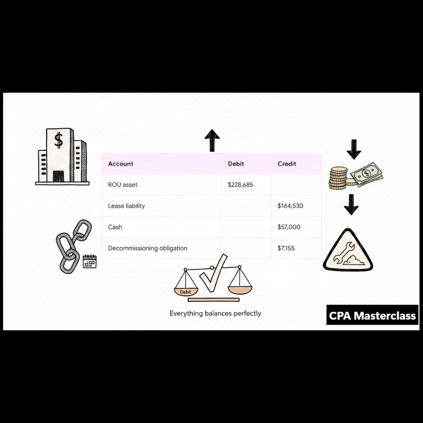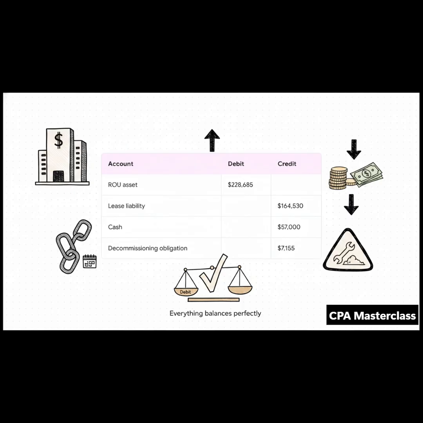Now for the fun part, the journal entry. Let's walk through this slowly so it makes perfect sense. First, we debit the right-of-use asset for that total value we just calculated, $228,685. An asset goes up, so we debit it. Easy enough. Now we need credits to make it balance. We credit cash for all the money we've already paid out. That's the first lease payment of $40,000, plus the $7,000 finder's fee, plus the $10,000 for installation. 40 plus 7 plus 10 gives us a total cash credit of $57,000.